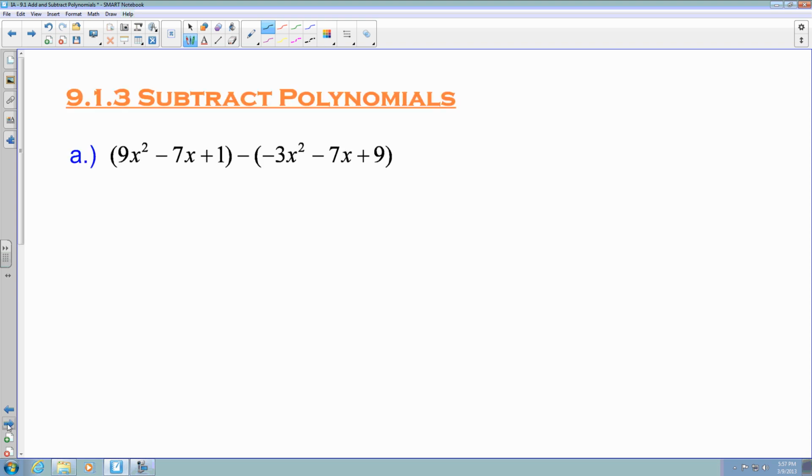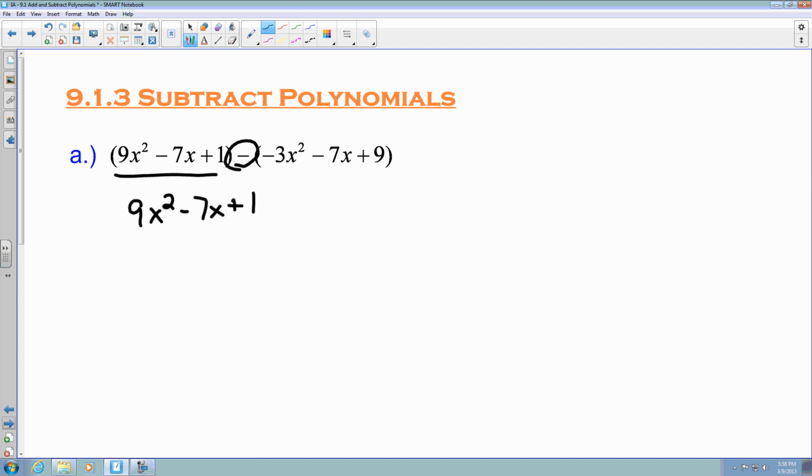If I was dealing with subtraction, it's a little bit different. When you take them out of the parentheses, the first set of parentheses, you write them just as is, exactly the same. So it would be 9x squared minus 7x plus 1. But because it has the subtraction problem right here, the second parenthesis, I must change the sign in each of the values that are inside those parentheses.